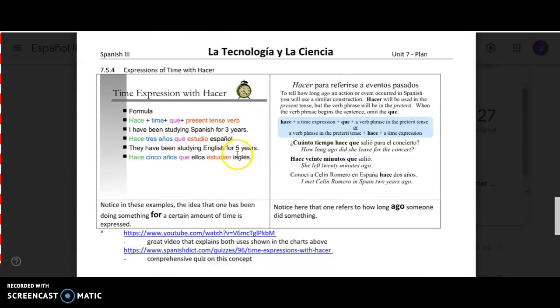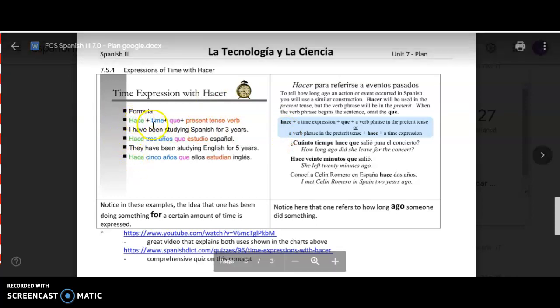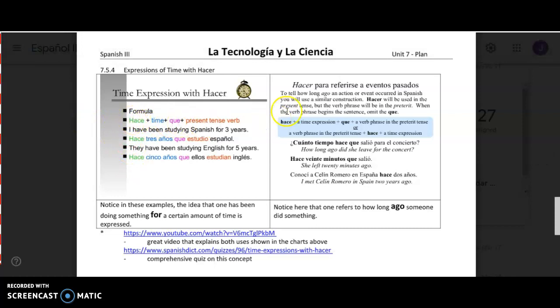And finally, on the grammar for this unit is expressions with hacer. You've got this one. These are formulas that you can use. Hace, well, this is the formula right here. I think we're focusing on time expressions, seems like. So hace 20 minutos is how in Spanish you would say 20 minutes ago. But in Spanish, literally, they say it makes 20 minutes that, and then the rest of the phrase.